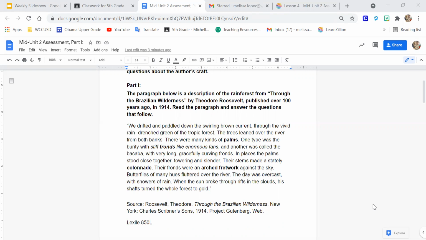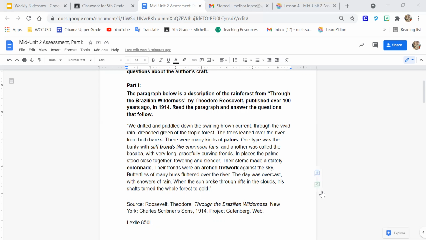Their stems made a stately colonnade. Their fronds were an arched fretwork against the sky. Butterflies of many hues fluttered over the river. The day was overcast with showers of rain. When the sun broke through rifts in the clouds, his shafts turned the whole forest gold.